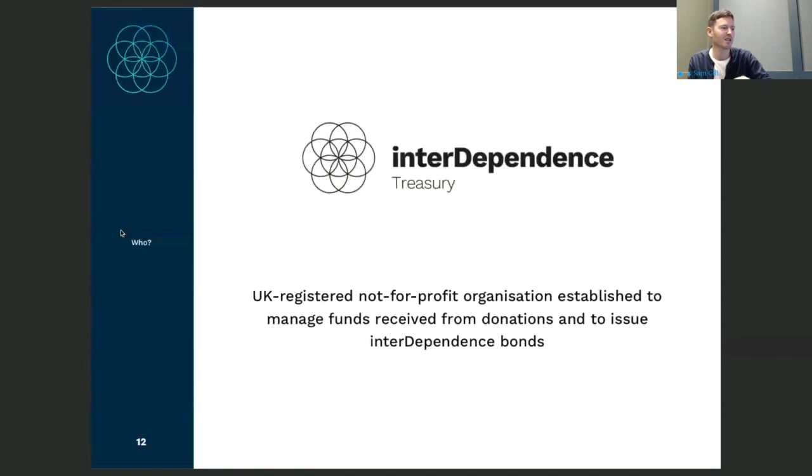The Interdependence Treasury, again, is a UK registered not-for-profit. We are looking at setting that up as a charity. The latest data is it takes 6 to 12 months to register as a charity in the UK, so it might take a bit of time. And that is there essentially to be the custodian of any donations that we receive and the issuer of interdependence bonds, which we will talk about later and in more detail on Thursday.